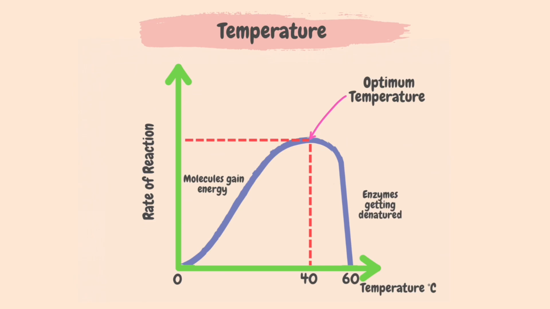Then you may notice the rate of the reaction increases as the temperature increases. And in this graph, for this enzyme, the rate of reaction reaches its highest at an optimum temperature of 40 degrees Celsius. However, beyond this temperature, you may notice that the rate of reaction decreases again because the enzyme becomes denatured and can no longer function as a biological catalyst. Most enzymes have an optimum temperature of approximately 37 degrees Celsius in the human body and start getting denatured at above 50 degrees Celsius.